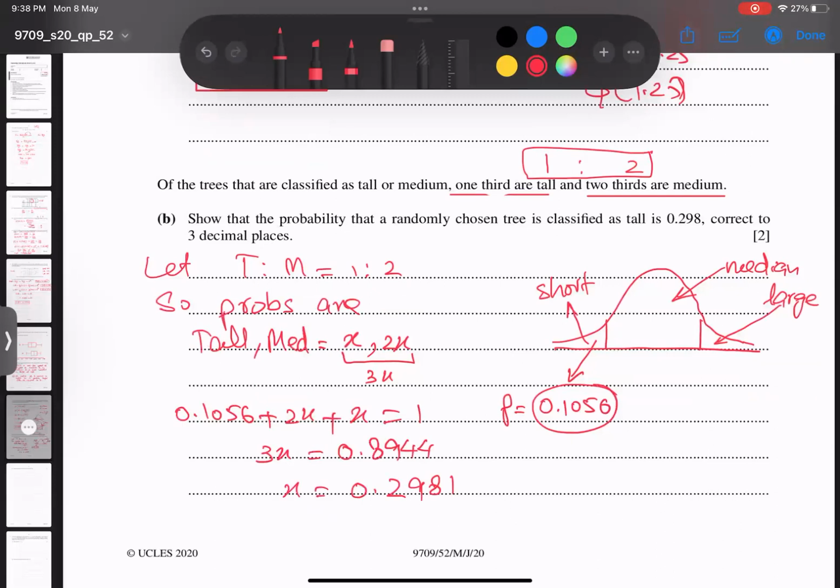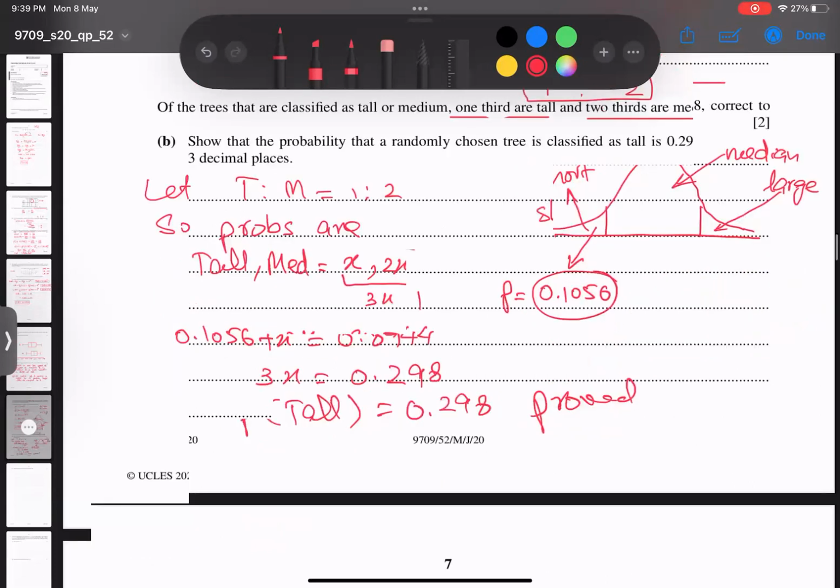So this is actually a probability. We always need 3 dp, which is why the probability is given to 3 dp. So I can say this is the probability of this region, because x represents tall. From here onwards I can tell one more thing. He's saying to show that the probability of a randomly chosen tree being tall is this much. I hope we have done it. So that's the probability of tall. This part we have done, 0.298 proved. And now we go for the next part.